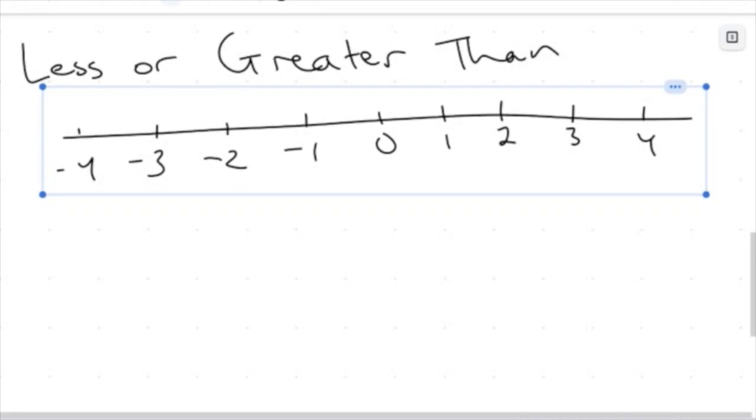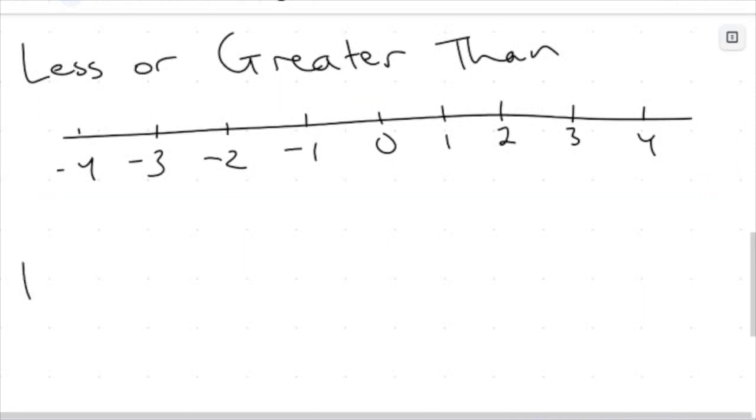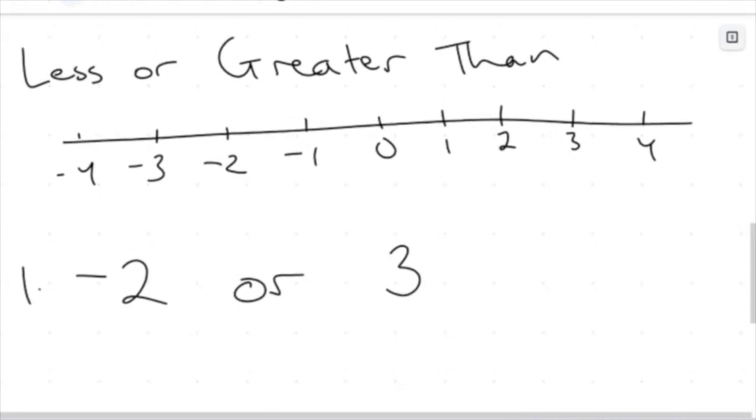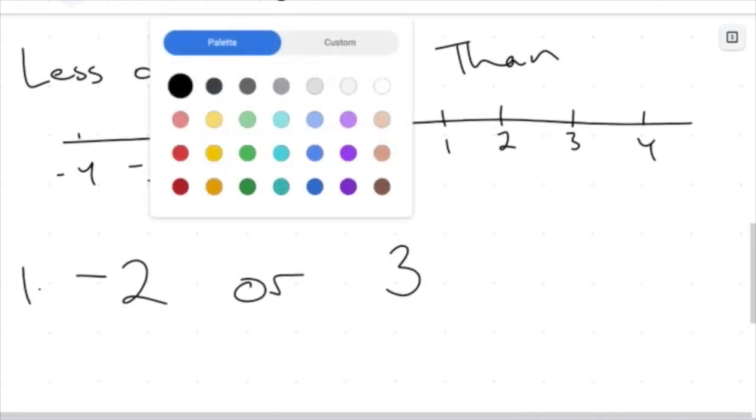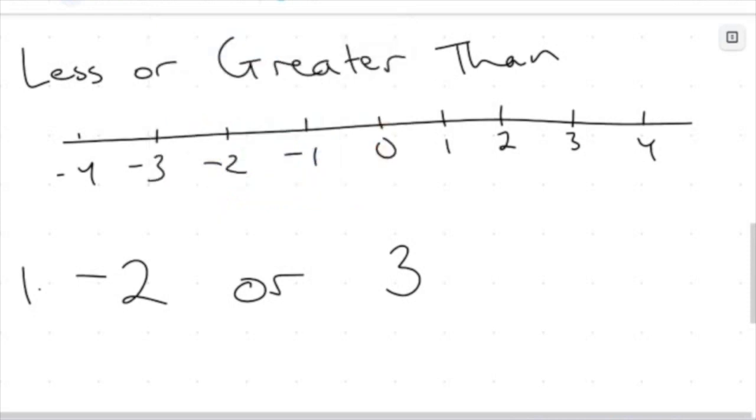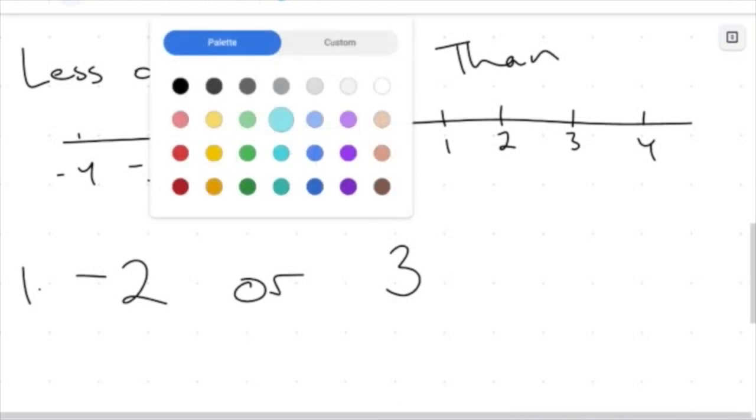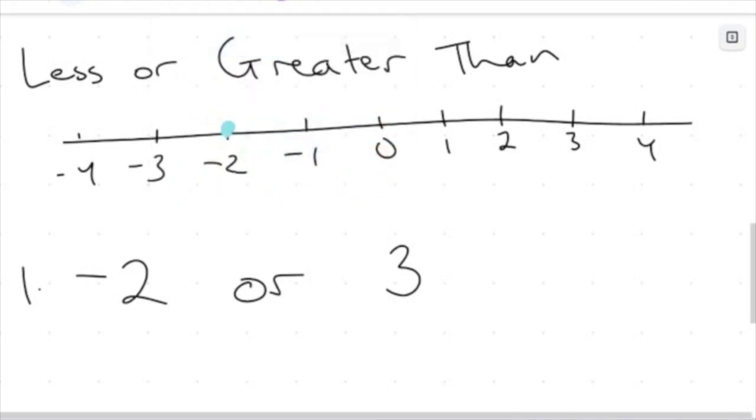So I want to see, comparing, which number is bigger. In my example 1, -2 or 3. I want to see which is bigger out of these two. Now to do this, first I want to identify these numbers on my number line. So my -2 is here. Draw a little circle here where -2 is. And my 3 is here.